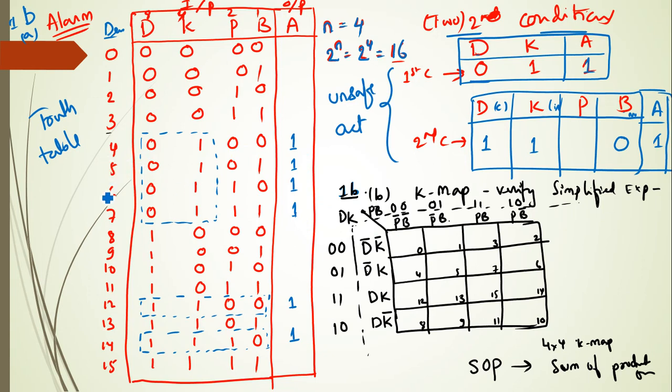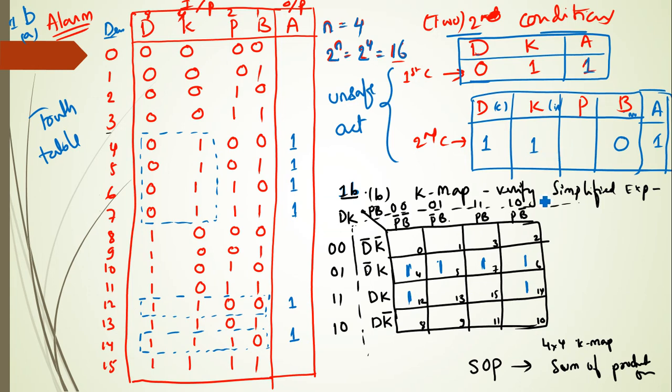Now put ones wherever we see that particular fashion. For 4, 5, 6 and 7, put 1, 1, 1, 1. And for 12 and 14, put 1 and 1. That's it. You have drawn the K map.